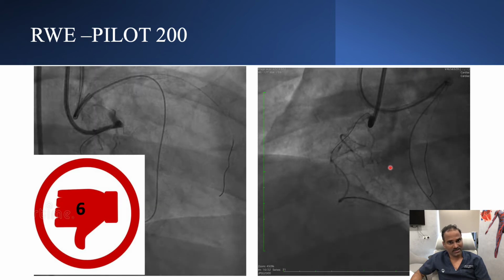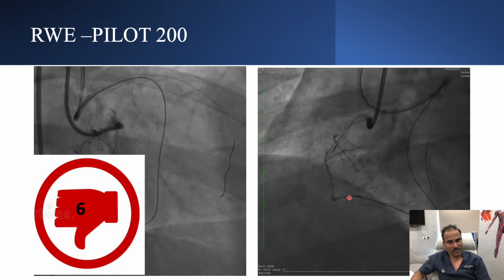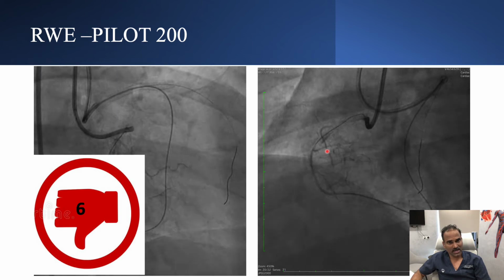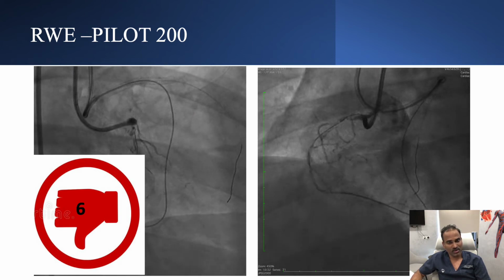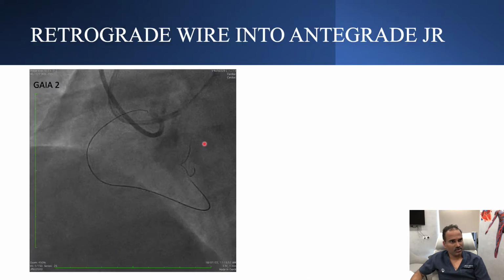At this stage we decided to change the microcatheter to Caravel and advance the microcatheter up to the distal cap, then only we get support for retrograde wire escalation. So that's what we did, changed the retrograde microcatheter to Caravel, and Caravel went up to the distal cap, and then we took a Gaia 2 wire, escalated to Gaia 2, to further advance into the guide.